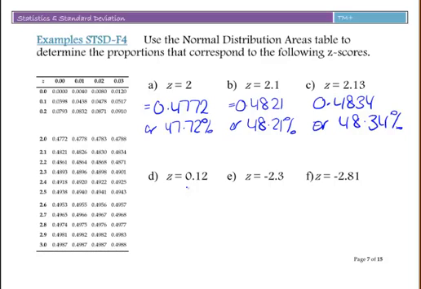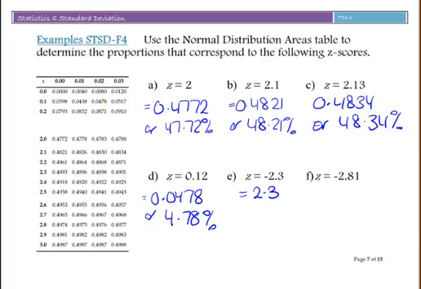Okay, 0.12. So I go down to 0.1 and I go across to the 2. So that's 0.0478 or 4.78%. Negative 2.3, well, that's going to be the same as 2.3, just below the mean.